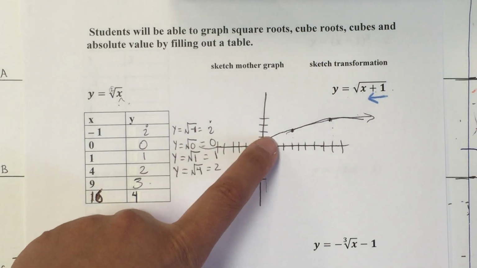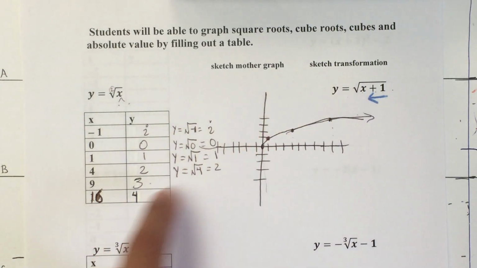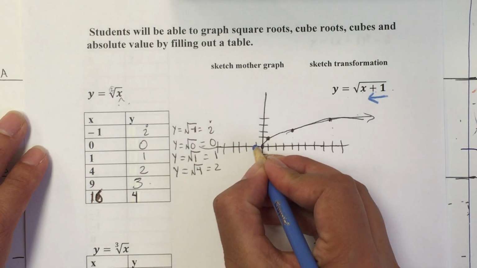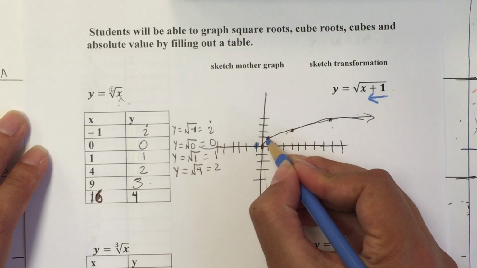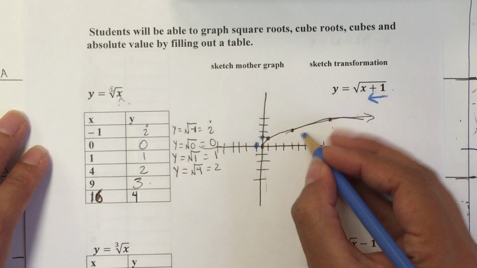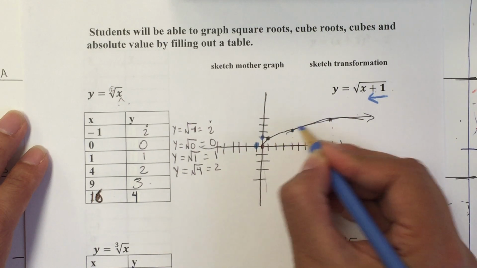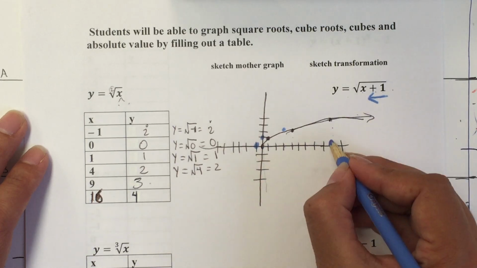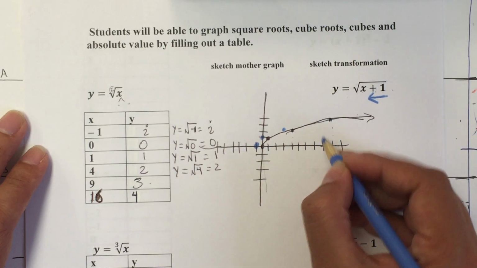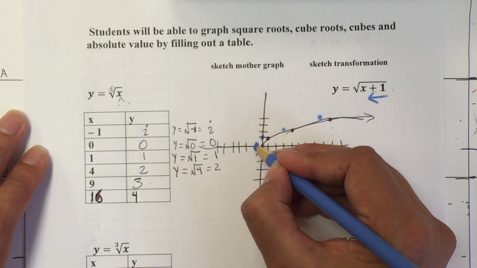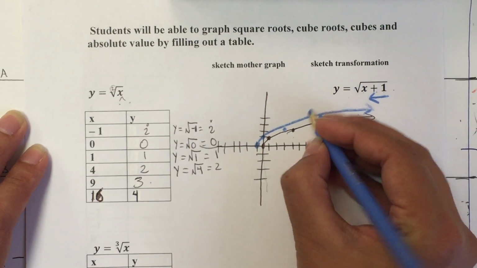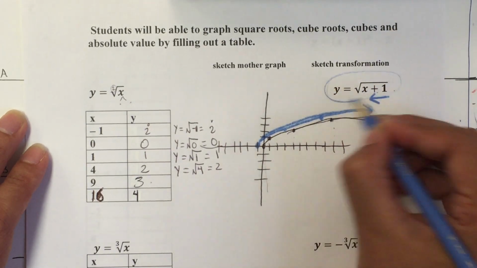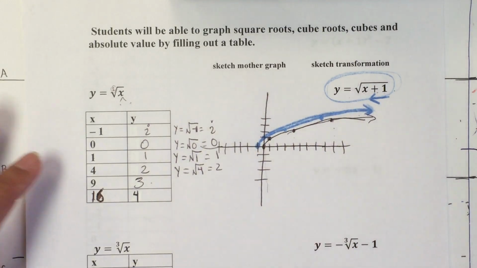So each point in here is going to affect my x coordinate. Instead of being here, it's going to be here. Instead of being at 1, 1, it's going to be at 0, 1. Instead of being at 4, 2, it's going to be at 3, 2. Instead of being at 9, 3, it's going to be at 8, 3. And so that's going to be my transformation. That's my new graph.